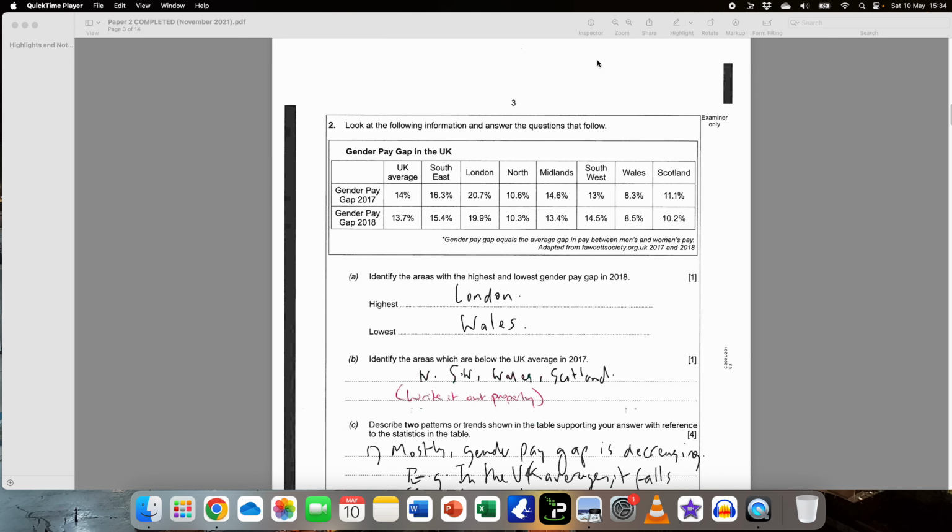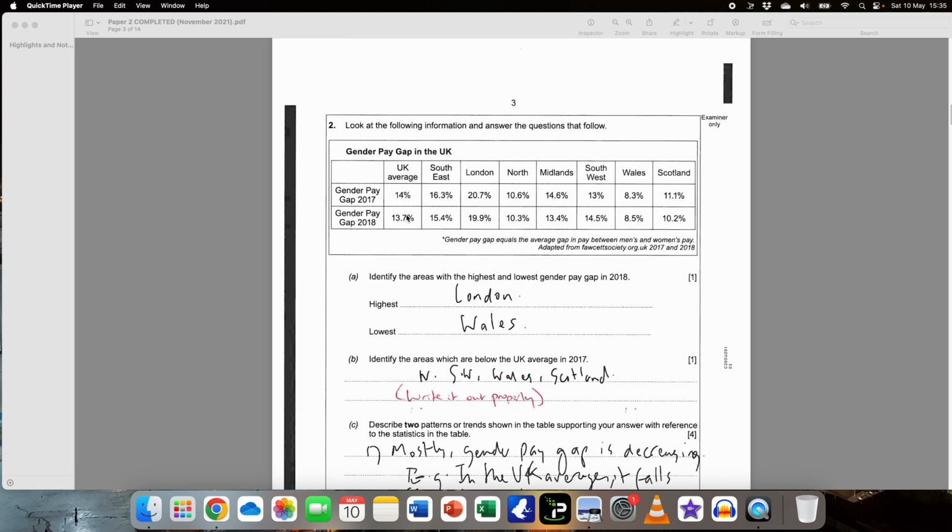Let's go down. Second question in this paper, as I think I've already showed you in the practice that we did in class, you're going to be given a table with data on it. What you have to talk about is the trends, the patterns that that table is showing you. So this one, gender pay gap in the UK, what it was like in 2017, what it was in 2018. So you can see, you just need to spend some time looking at this table.